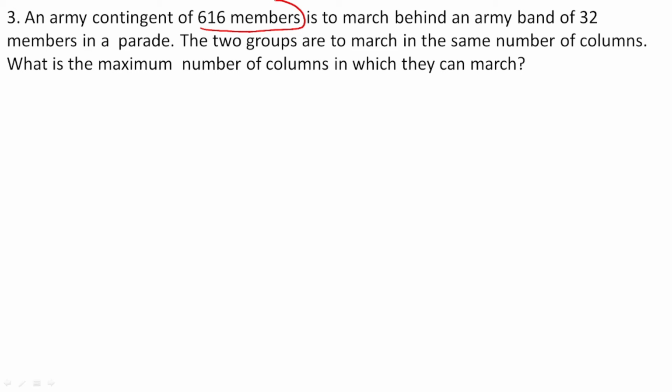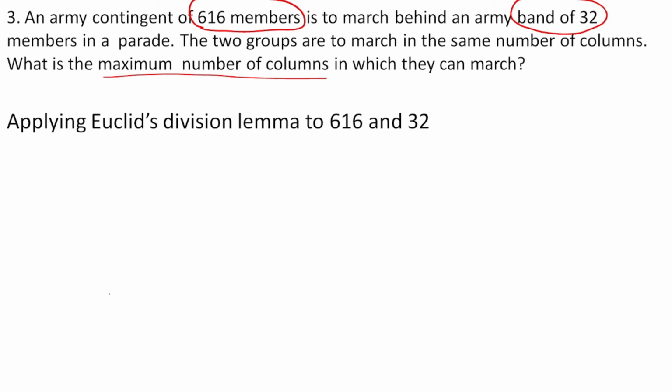The total number of people in the march is 616, and there is another group, a band having 32 members, marching behind them. Both of these are clubbed together and you are supposed to find the maximum number of columns in which they can march. Whenever you have to find the maximum possible combination of anything, we find the HCF of two numbers. So we will apply Euclid's division lemma to find the HCF of the two numbers 616 and 32.